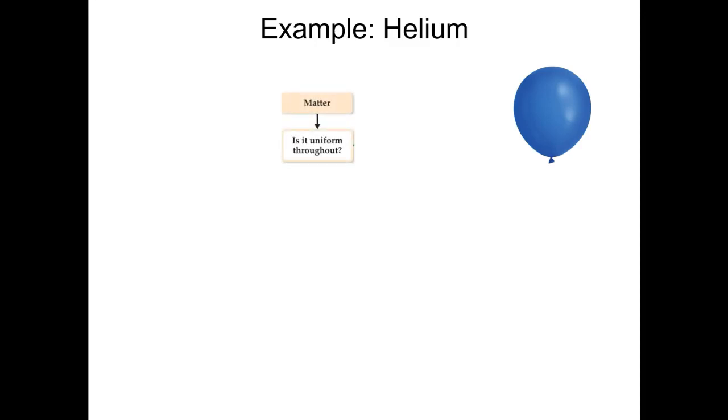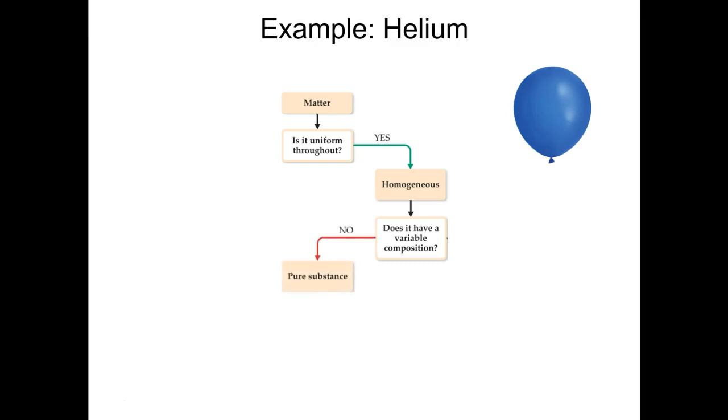And then the last example we'll look at here would be helium, not the balloon, but the helium inside. Again, I've got a sample of matter. Is it uniform throughout? It is. No matter where I sample that, I'm just getting helium. So it's homogeneous. Does it have a variable composition? It doesn't, because it's made up simply of helium. I can't vary its composition. So it's a pure substance. Can it be separated into simpler substances? It cannot. It is made up strictly of helium atoms. And so therefore, it is an element. So that's how you would use the logic tree that's in your textbook.